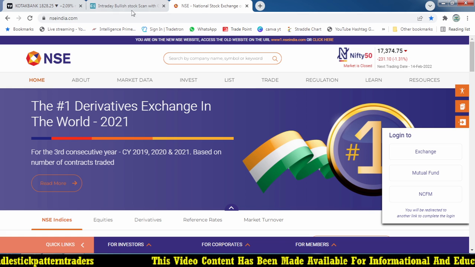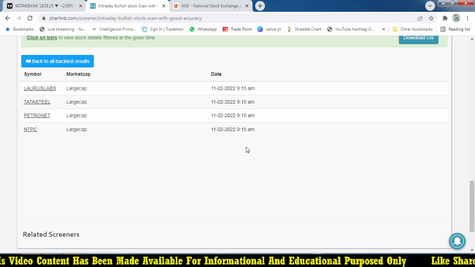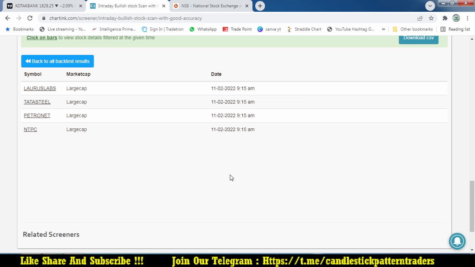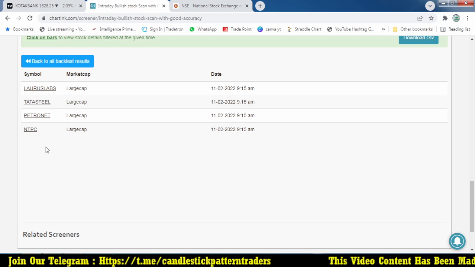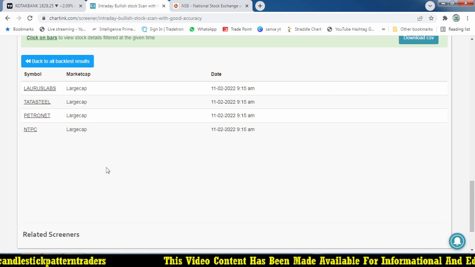Yesterday the Nifty overall closed around 231 points down, but the same day we had some stocks showing bullishness in the opening itself, around 9:15. That is the scan time, which is called the trigger range. Whenever we get a trigger, at that time it will provide the stocks forming such a pattern. That is the main idea. Yesterday we saw Tata Steel, Petronet, NTPC, and Laurus Labs showing bullishness.